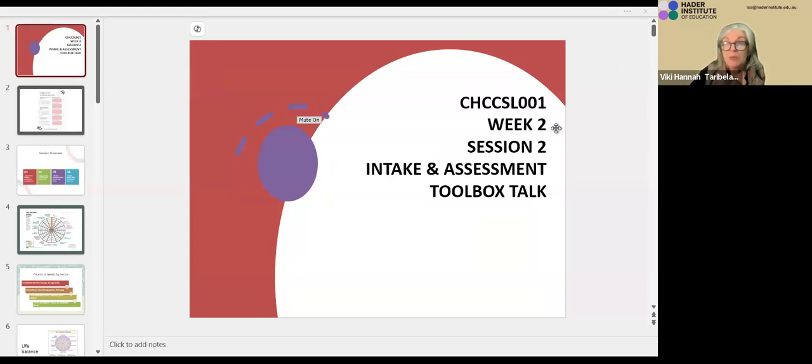CHCCSL001. We're in week 2 of session 2, and for our Diploma of Community Services. So it's the intake and assessment toolbox talk, which is something that each of the trainers likes to give you, just that little bit of extra support.